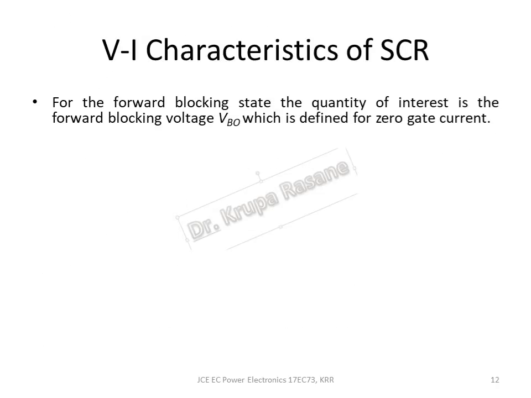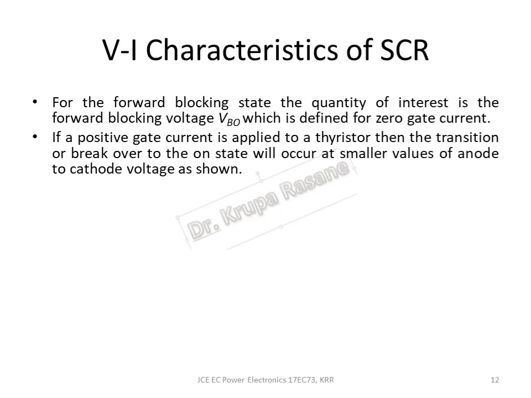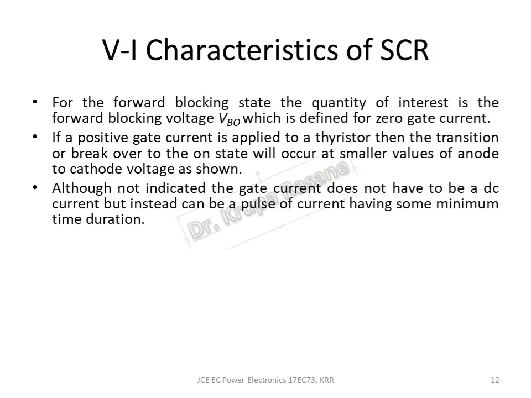So continuing with this VI characteristics of SCR, for the forward blocking state, the quantity of interest is the forward blocking voltage, that is VBO, which is defined for zero gate current. Okay. If a positive gate current is applied to the thyristor, then the transition or breakover to the on state will occur at small values of anode to cathode voltage as shown earlier. Although not indicated, the gate current does not have to be a DC current, but instead can be a pulse of current having some minimum time duration.